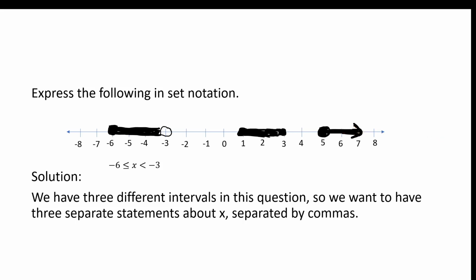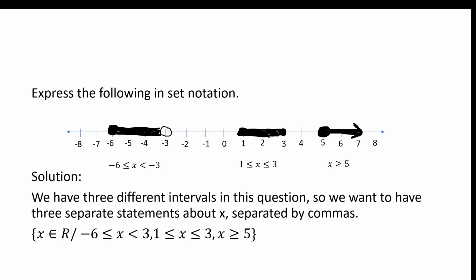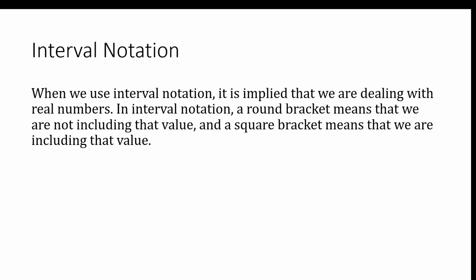So the first interval there is -6 less than or equal to x less than -3. The second interval is 1 less than or equal to x less than or equal to 3. The third interval is x greater than or equal to 5. So we want to state that we're talking about real numbers, and so we put them all together with commas in between in the appropriate set notation, like you see at the bottom of your screen.